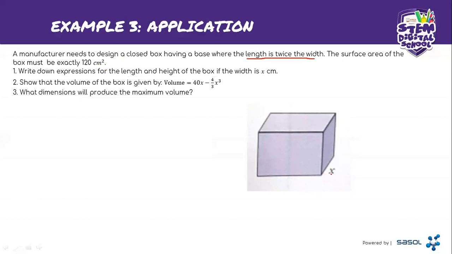Now let's come to this picture here. We can see that our width in this case is x. And then from the scenario, they said that length should be twice the width. In this case, you can see that the width is x. Therefore, we're going to have 2x. Let me write 2x so that you can be able to see.